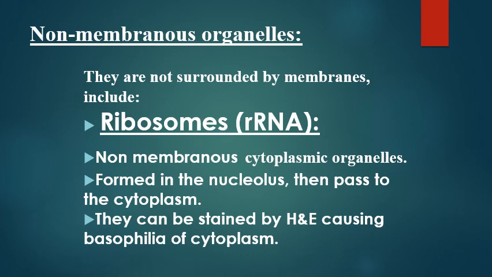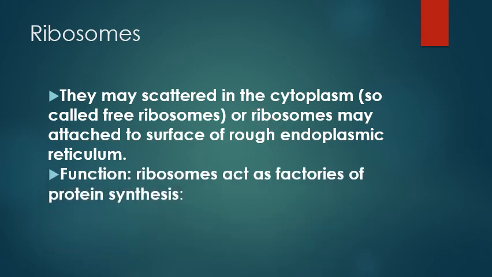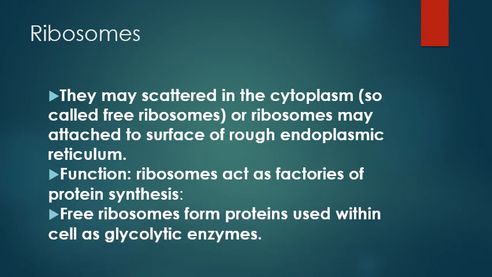They are RNA, so they are stained with hematoxylin and eosin. They are acidic in nature, so they are stained with basic stain and are called basophilic, and appear blue in color. The ribosomes are either present free or attached on the outer aspect of the rough endoplasmic reticulum. The function is protein formation. If free, it is used to form the protein needed by the cell, such as glycolytic enzymes.